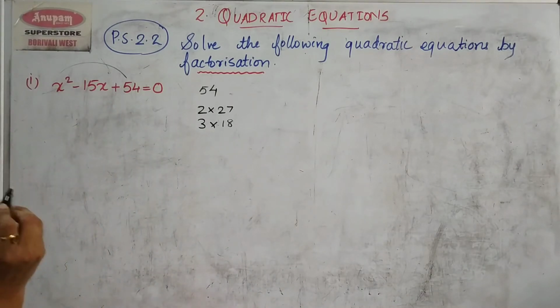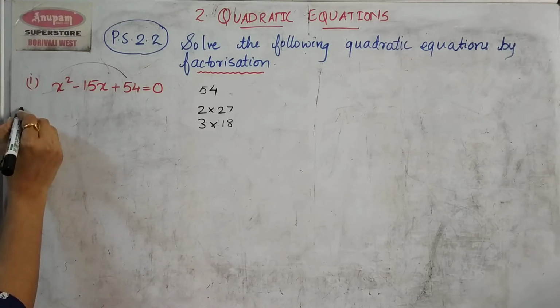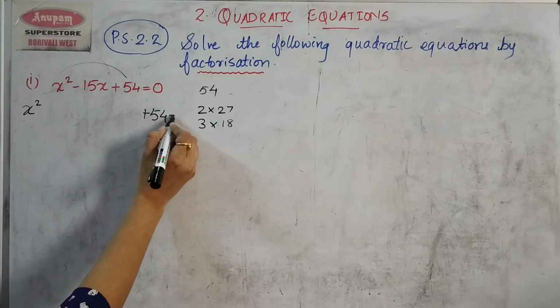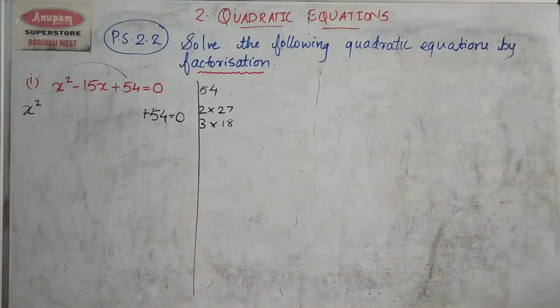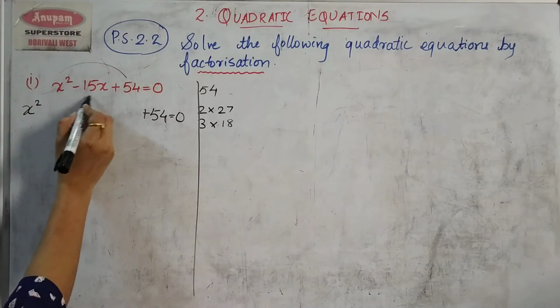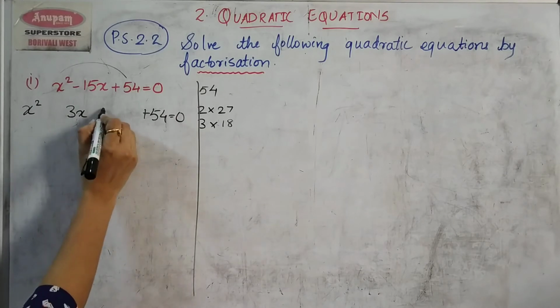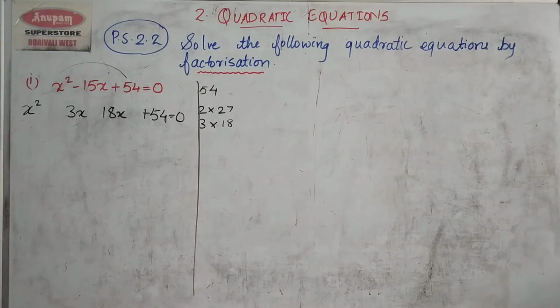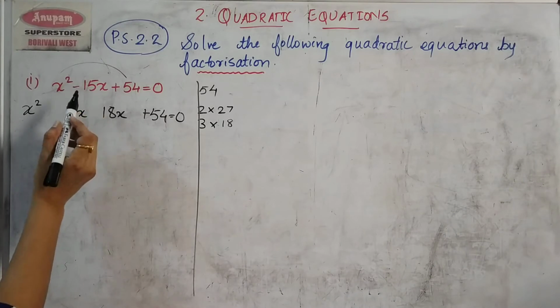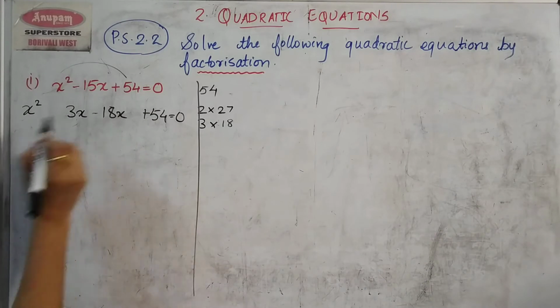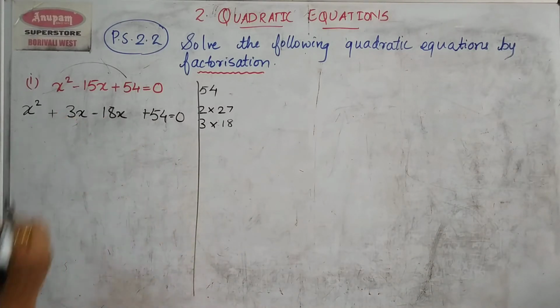So let us try to use these numbers here. So if I use these numbers here, x square I'll write down as it is and 54 I'll write down as it is. Okay, we are going to split the middle term. We'll split the middle term, means instead of this 15 we'll write down these two numbers, 3x and 18x. Now how do we put the signs here? Always the bigger number gets the sign, whatever the sign is. So this should be minus 18 and this will be plus 3.